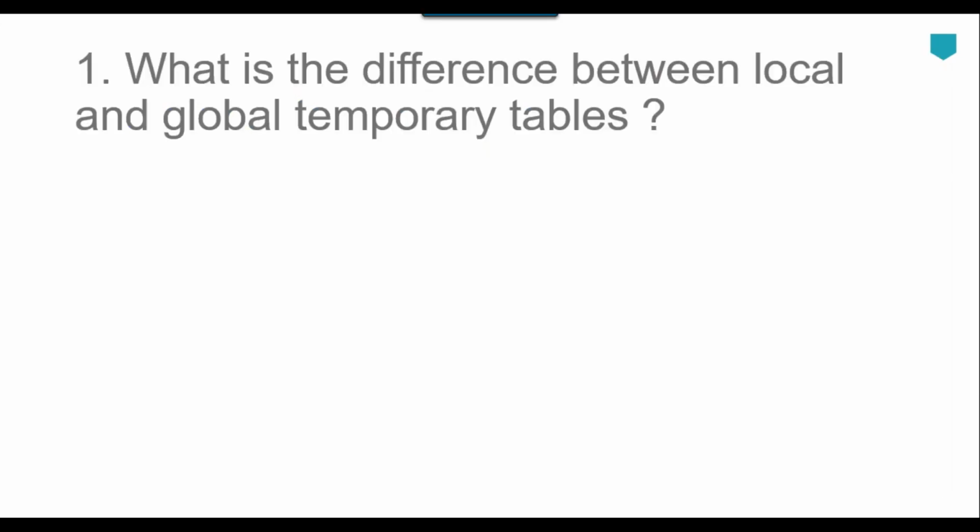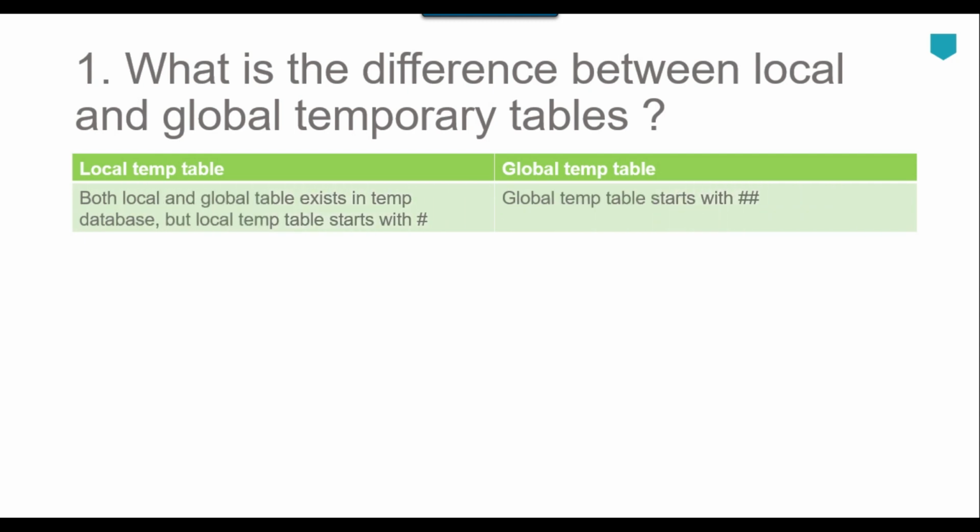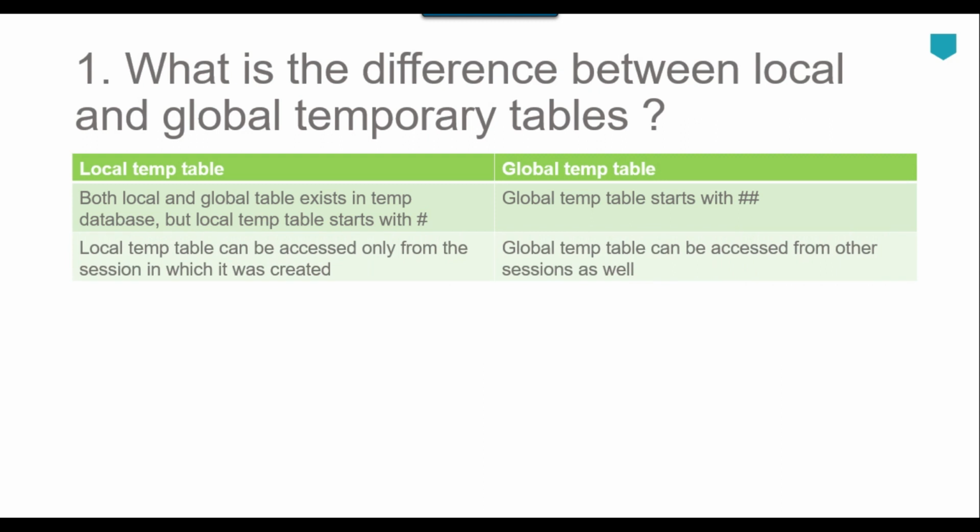So our first question is, what is the difference between local and global temporary tables? The first difference is that both local and global temp tables exist in the temp database, but a local temp table starts with a single hash while a global temporary table starts with a double hash. A local temporary table can be accessed only from the session in which it was created, while a global temporary table can be accessed from other sessions as well. And this is the main use of the global temporary table.